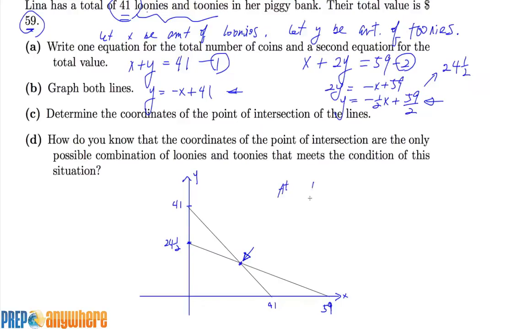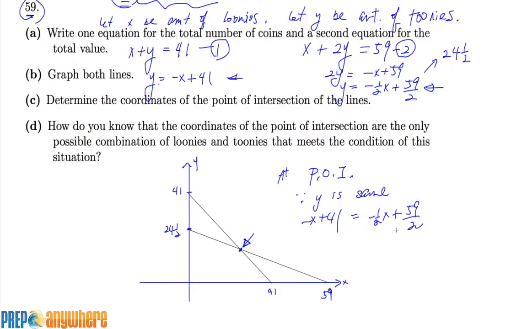Okay, so at the point of intersection, since the y is the same, we can say minus x plus 41 is equal to minus half of x plus 59 over 2. Okay, and we have to find the value of x. All right, let's multiply both sides by 2 and we get minus 2x plus 82 is equal to minus x plus 59. Collect the x, add x to both sides, and we get minus x plus 82 is equal to 59. And minus x is equal to 59 minus 82. If you subtract 82 from both sides, that gives you minus 23. So x is positive 23.